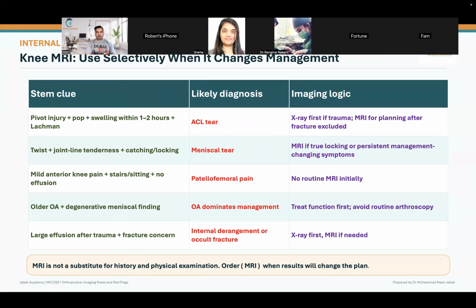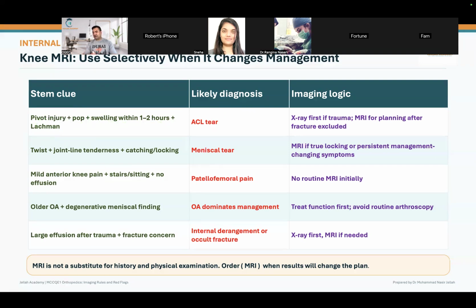So this is how they're going to give you the scenario or the clinical vignettes. Now, you have a patient who had a pivot injury, plus he had a pop, plus swelling in the knee within 1 to 2 hours, plus Lachman test is positive. The pop is very important. The swelling happened rapidly, and the Lachman test, which is the most specific test for the anterior cruciate ligament, is positive. If it is positive, obviously it is the anterior cruciate ligament.